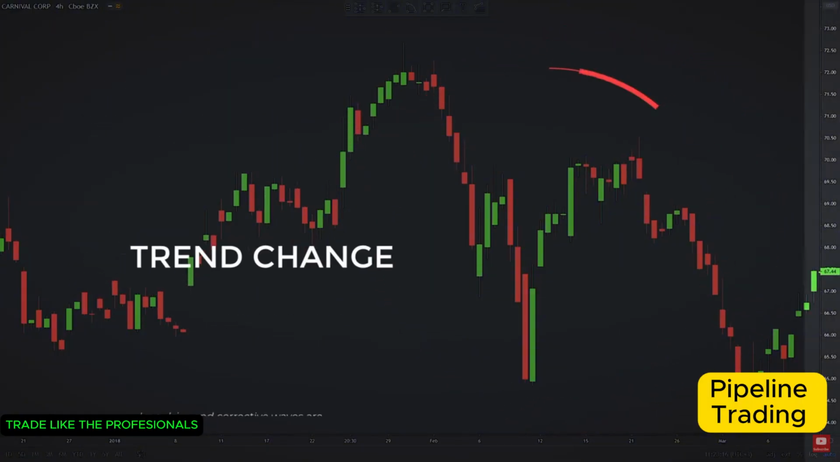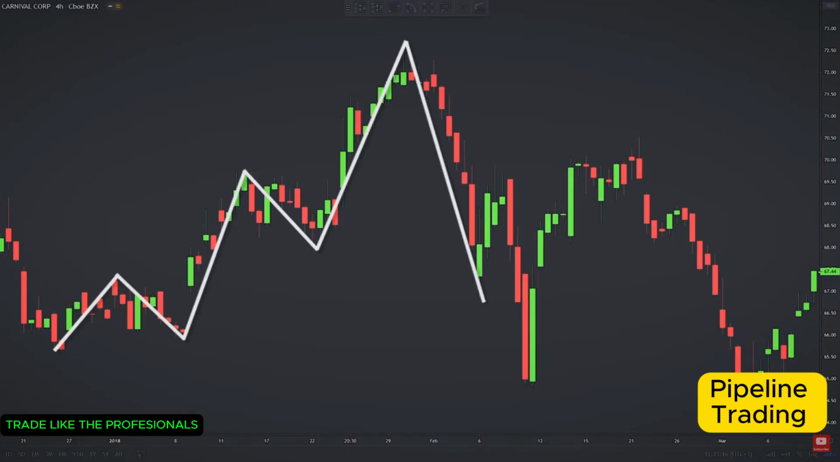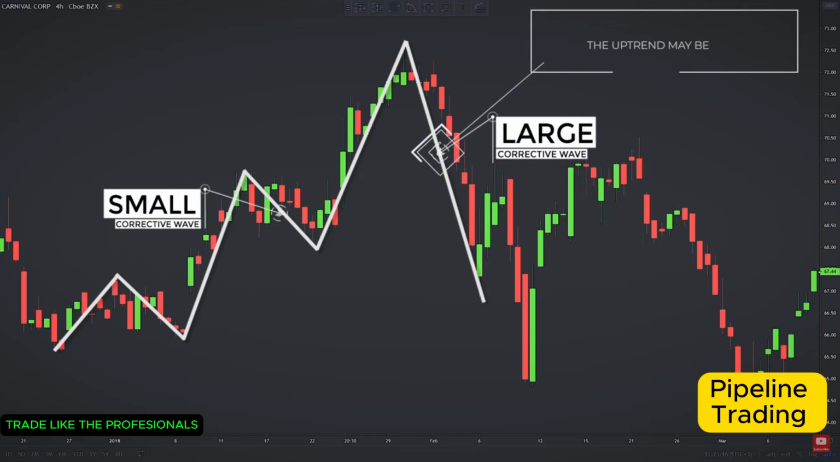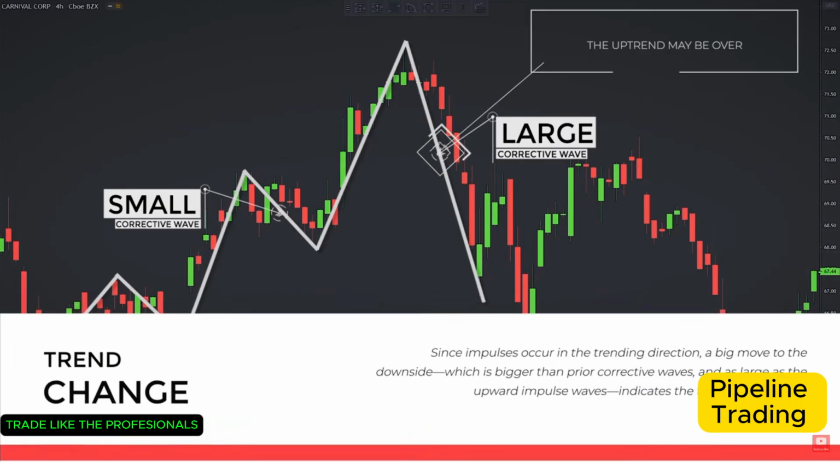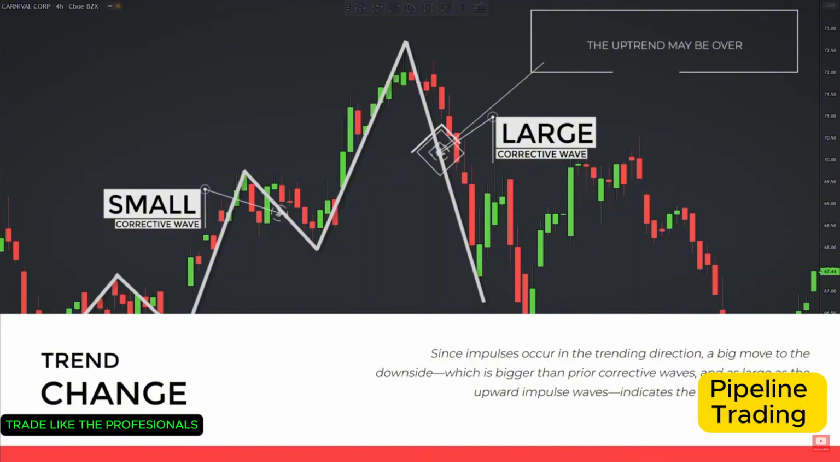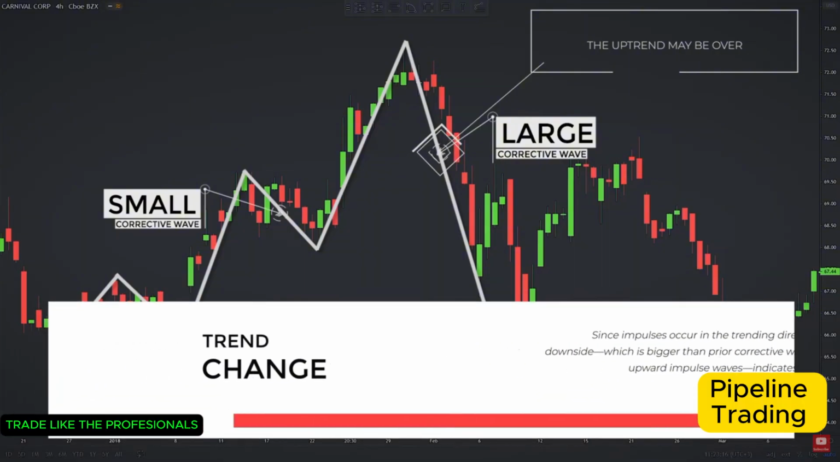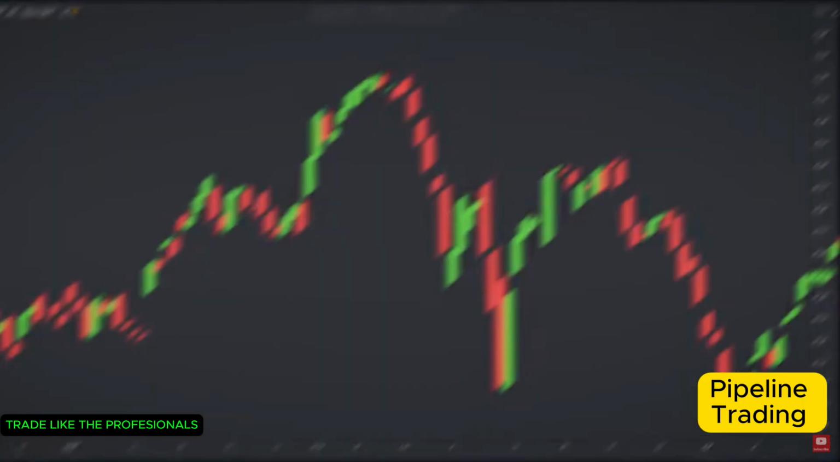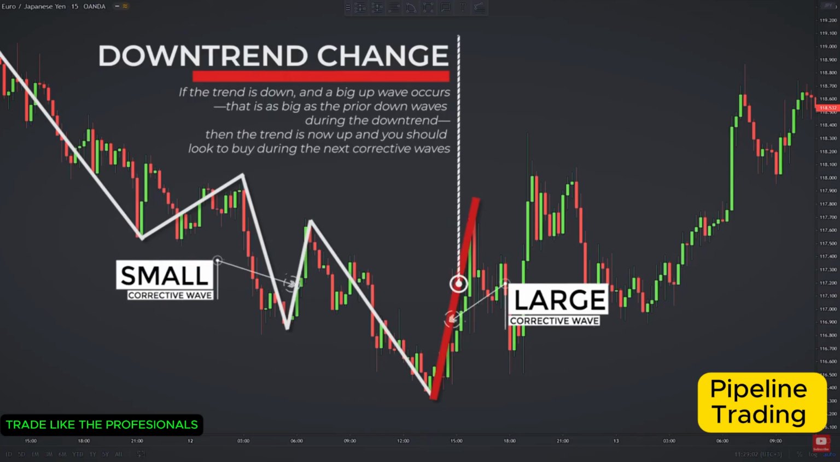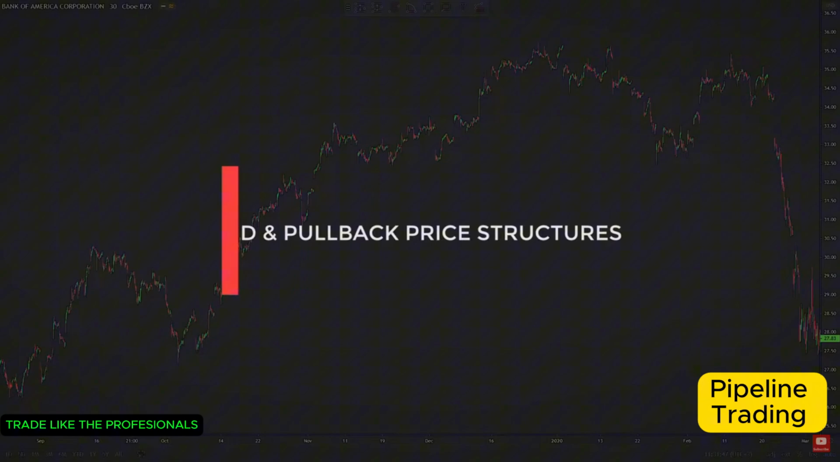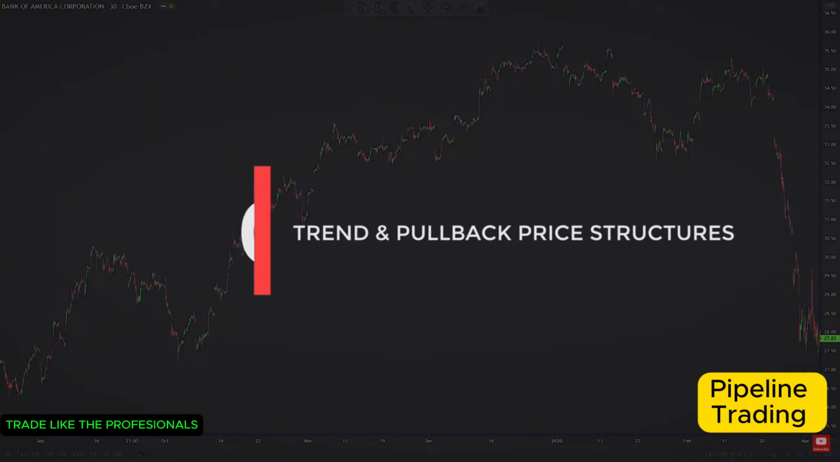The idea of impulsive and corrective waves is also used to determine when a trend is changing direction. If a price chart shows big moves to the upside, with small corrective waves in between, and then a much larger down move occurs, this is a signal that the uptrend may be over, since impulses follow the trending direction. A big move to the downside, which is bigger than the prior corrective waves and as large as the upward impulsive waves, indicates the trend is now down. If the trend is down and a big up wave occurs that is as big as the prior down waves during the downtrend, then the trend is now up and you should look to buy during the next corrective waves.